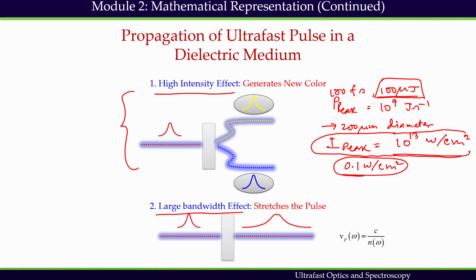On the other hand, if we look at the large bandwidth effect, we know that there are many frequency components traveling through the medium, and it may so happen that the red component is facing a different velocity than the blue component, and that's why they will spread out. So always, due to large bandwidth, due to dispersion, the pulse duration will always elongate. So these are the two effects which we will experience when the pulses are propagating through the medium. We have come to the end of this module.